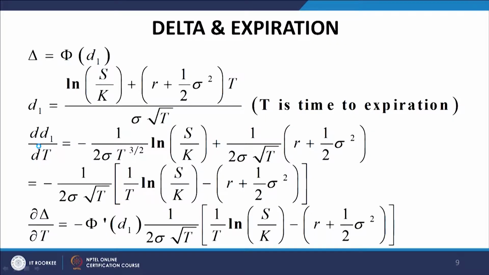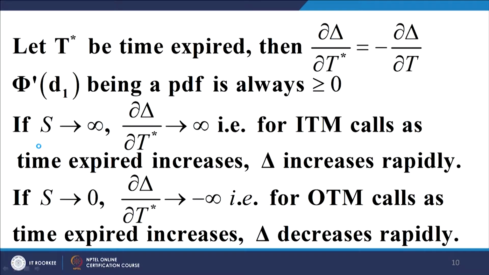Delta and expiration. As you can see, from this mathematical derivation, the implication of which is basically taking the derivative of delta with respect to time to expiration, and then working it out with respect to the elapsed time. What do we find? We find that if S tends to infinity, that is, the option is deep in the money, then delta, as the expiration approaches, changes very rapidly towards its value of 1 for in the money options.